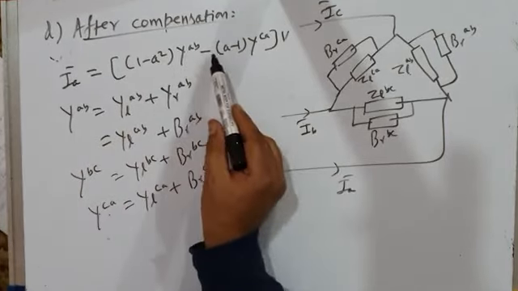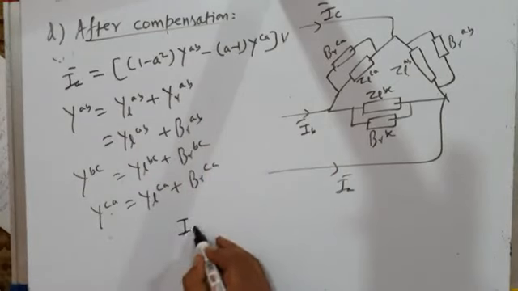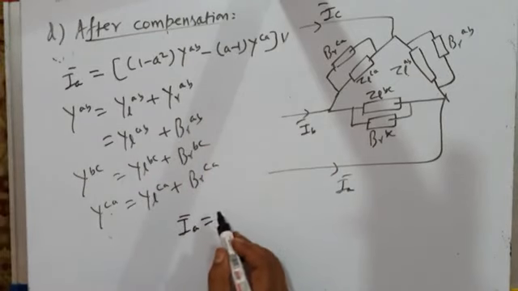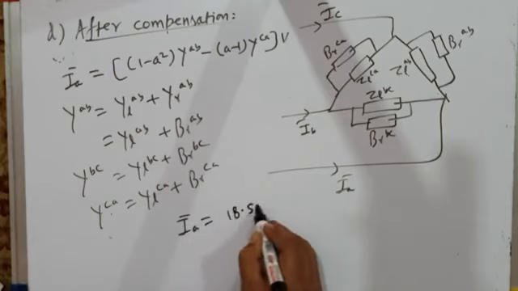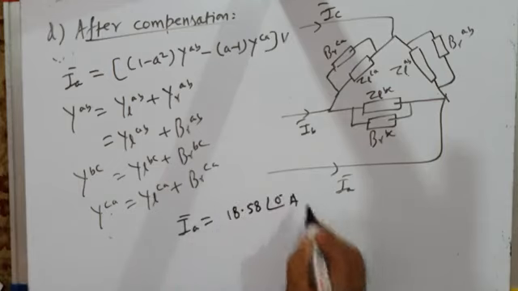Once you know these YAB, YBC, YCA, substitute here. So this is IA. यहाँ से आपकी IA निकलेगी. And as per my calculation, I have already calculated it. As per my calculation, let me give you the figure. IA comes out to be 18.58 at an angle of 0 degree amps.